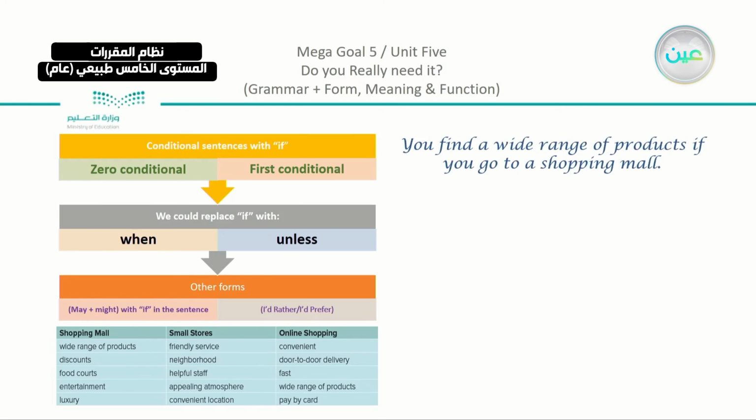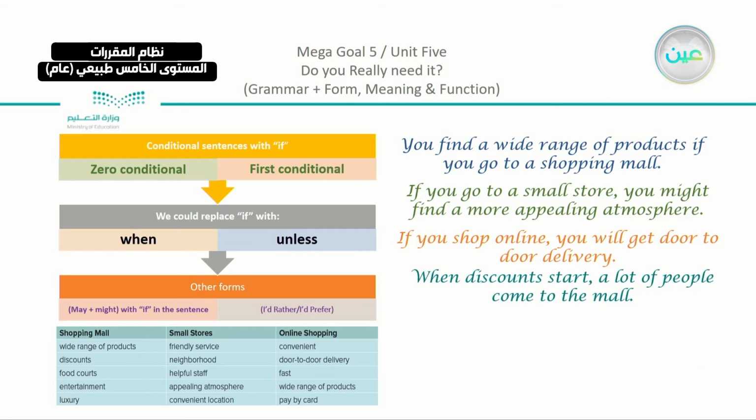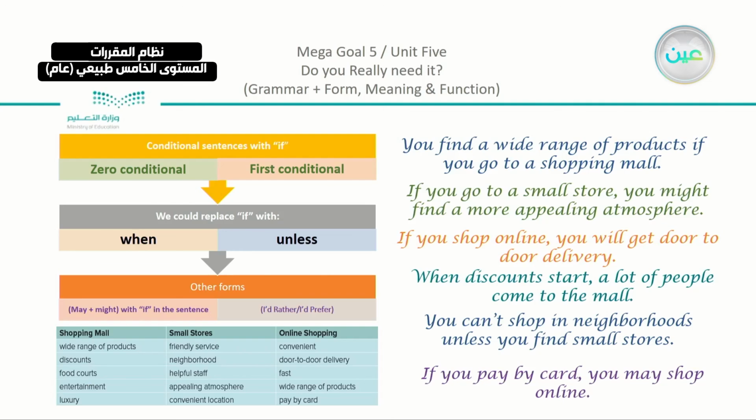We have here, you find a wide range of products if you go to a shopping mall. If you go to a small store, you might find a more appealing atmosphere. If you shop online, you will get door-to-door delivery. When discounts start, a lot of people come to the mall. You can't shop in neighborhoods unless you find small stores. If you pay by card, you may shop online.